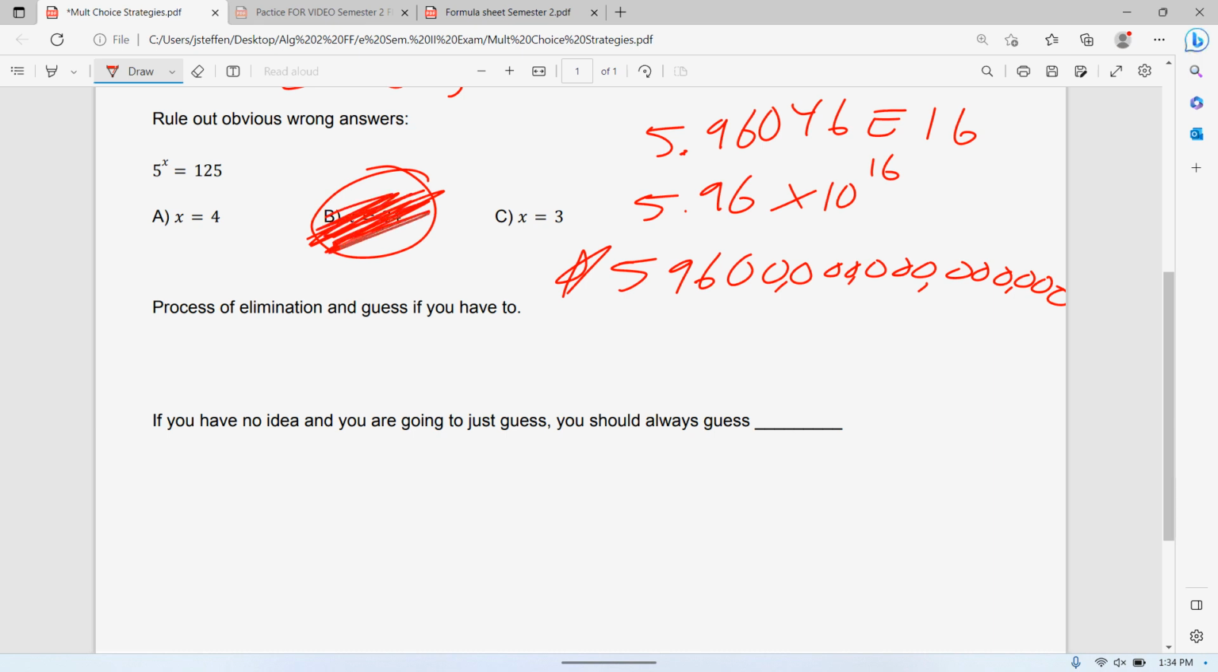Since we know that's not the answer, even if we don't know, at least it's a 50-50 shot, and that's way better than a 33% shot.